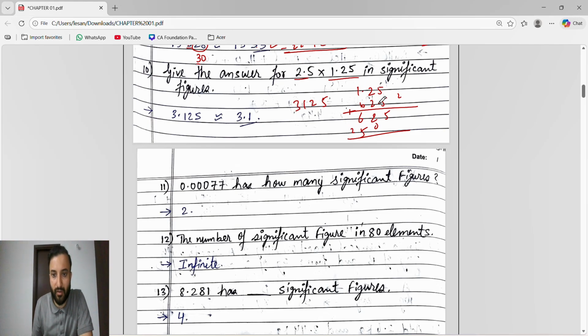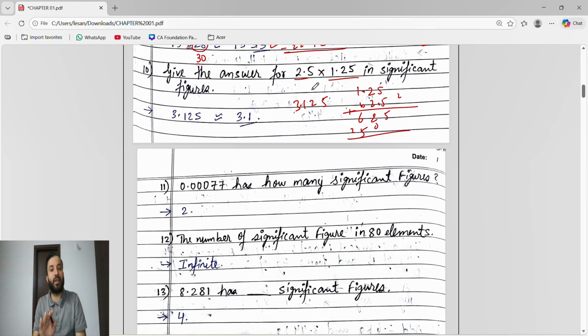And then how many digits after? 1 2 3, 3 digits. After 3 digits we have to put the decimal point. 1 2 3. So you'll get 3.125. Like this, fast calculation guys you have to do. If you do a slow calculation, you have to increase the speed for the calculation.